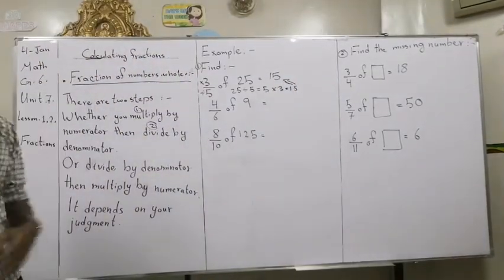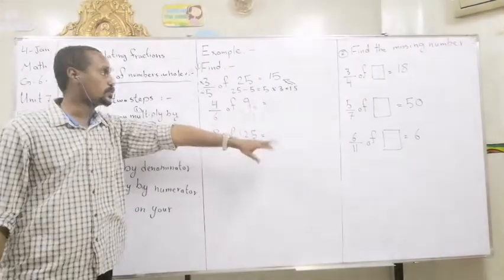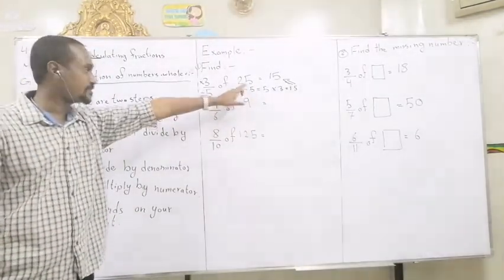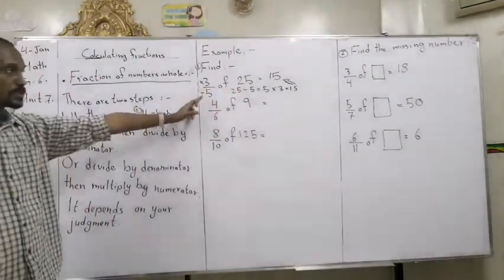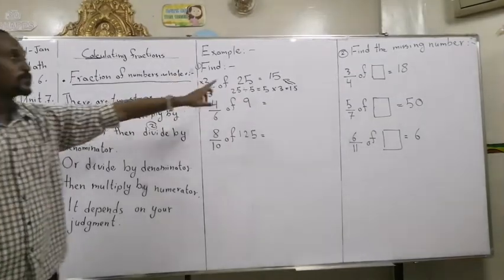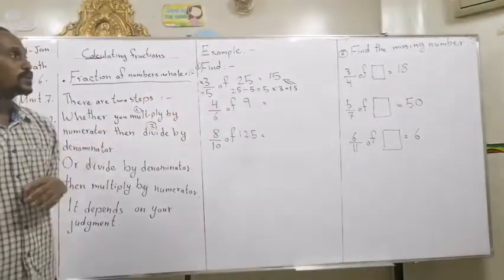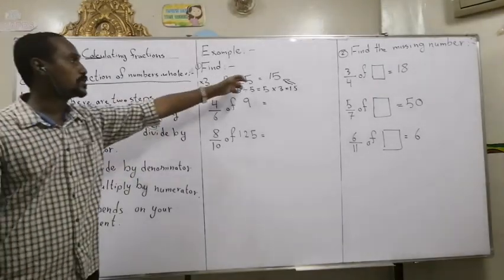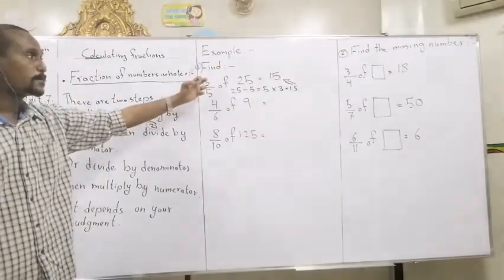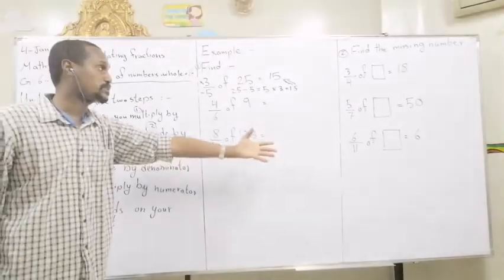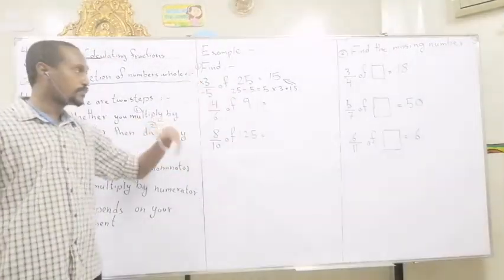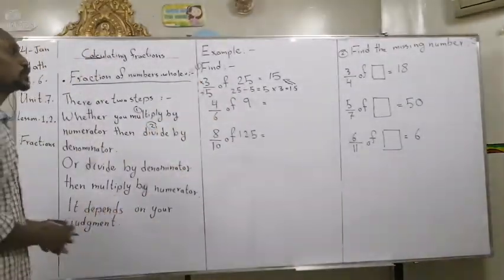So it depends on your judgment which one is easier to do first. Here, for me, it's better to divide first, then multiply. Because 25 divided by 5 equals 5, then multiply by 3 equals 15. But if you did 25 times 3 first, you may take time to do this multiplication, then divided by 5, it will take time. But if you want to do it, do it.